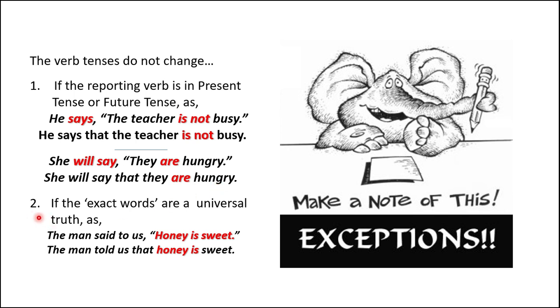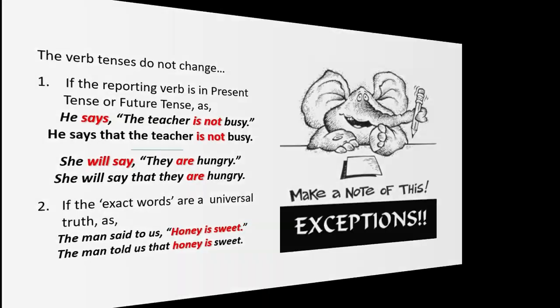Now the second rule says if the exact words are a universal truth, verb tenses do not change at all. For example, the man said to us, honey is sweet. You know honey is sweet. It is true everywhere. The man told us that honey is sweet. I hope you have understood tense change exceptions. Except on these two occasions, tense usually changes.